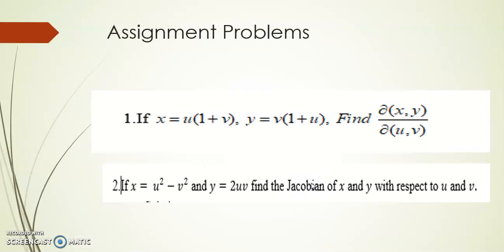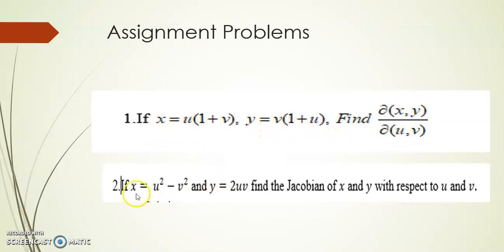And now students, these are the two assignment problems which have to be done by you. It's a very simple problem, and I've asked you to calculate the Jacobian of ∂(x,y)/∂(u,v), where x is given as u(1+v) and y is equal to v(1+u).